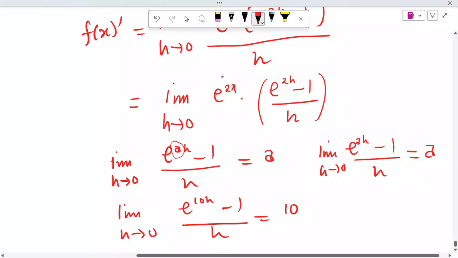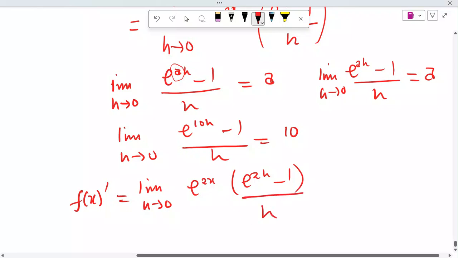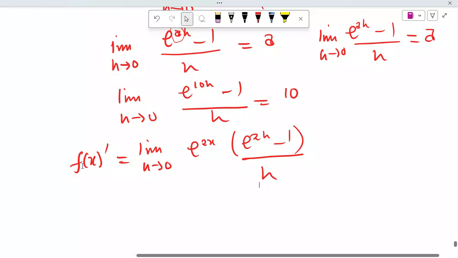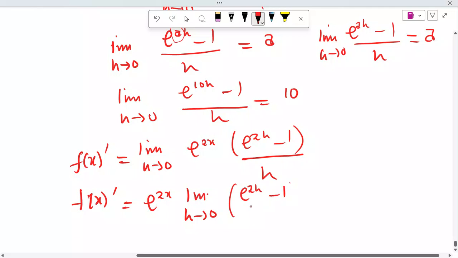Okay, so we can even take this before the limit, because it's the same as multiplying. So it goes like this: the limit as h approaches 0 of e to the power 2x, then e to the power 2h minus 1 over h. Nothing is different here. If you say e to the power 2x, then the limit as h approaches 0, because this term is independent of h, the limit does not affect it whether we put it in front or before. Then we have e to the power 2h minus 1 over h.